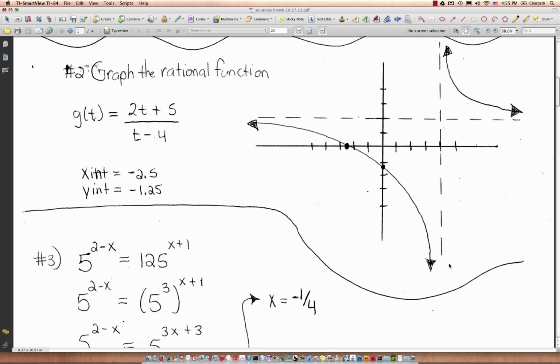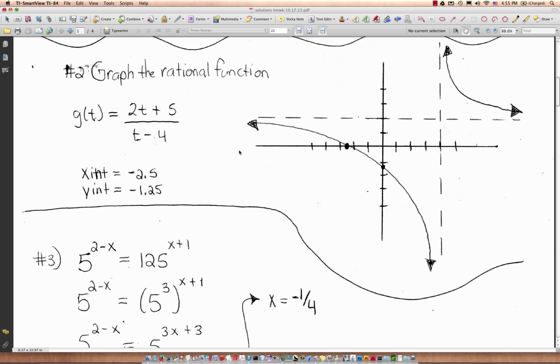So now you graph a vertical dashed line going through 4. The horizontal asymptote is when we let t go to infinity, when we let t get really large, and that's when we drop the insignificant terms. In the numerator, the insignificant term is 5. And in the denominator, the insignificant term is -4. So we drop those two, and we're left with 2t over t, which is 2. So the horizontal asymptote is a horizontal line through 2. So I want you to graph both the vertical and the horizontal. Now we have enough to go by.